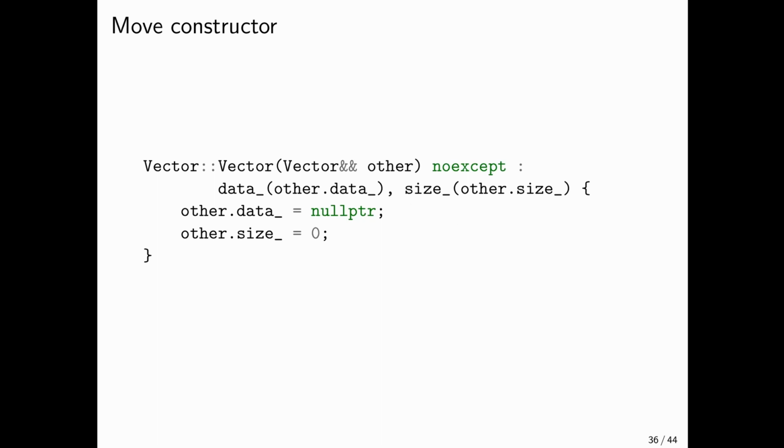Now, move constructors use this R-value reference. So it's a constructor for something which is about to be expired, which is about to be destroyed. And the idea is this: I can steal its resources. So I have two vectors. One is about to be expired, and I'm constructing a new one given the old one. I just copy the data, I copy the size, and then I set the other data to nothing, to null pointer.